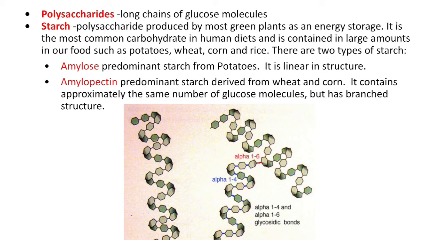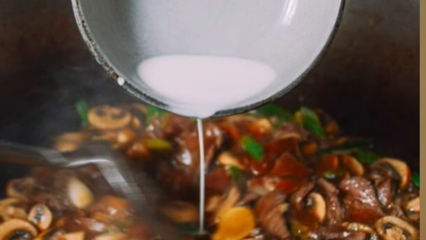Molecular carbohydrate thickeners. Some other ones that are commonly used are flour and starches. The starch, the amylose and amylopectin within different food products, are also used as thickeners. Amylose is predominant in potatoes. It is linear, it has a straight line structure, not quite as much thickening power. So you can use potato starch or just ground up potatoes to help to thicken.